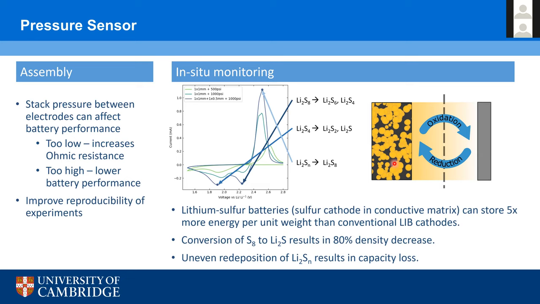They use a sulfur cathode inside a conductive matrix, which is usually made of carbon or some kind of porous conductive material, and they're able to store about 5 times more energy per unit weight than a conventional lithium ion battery cathode made from metal oxide, such as cobalt oxide.